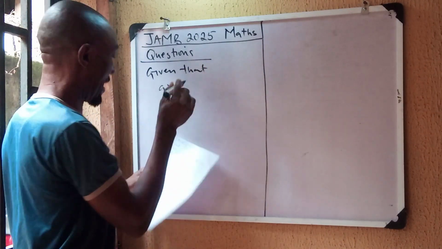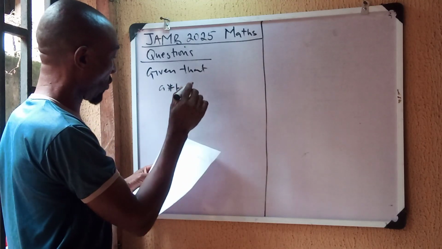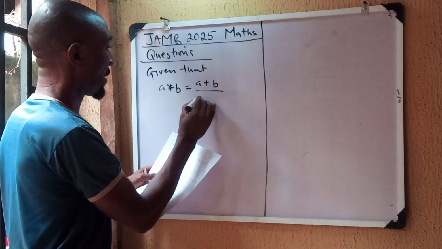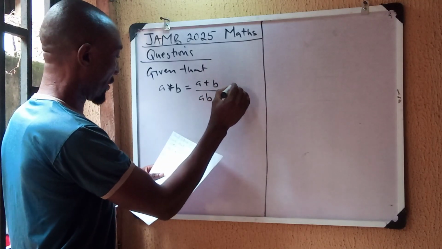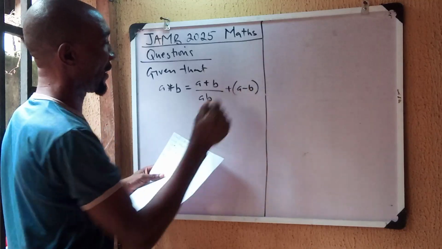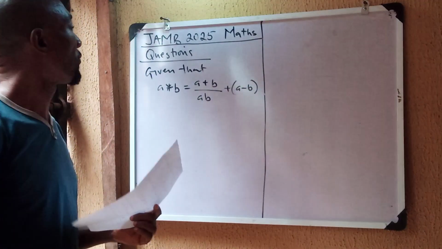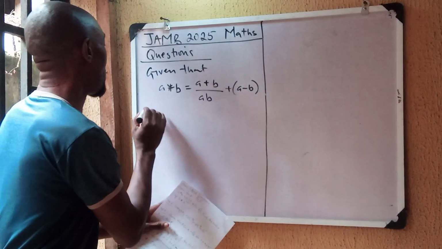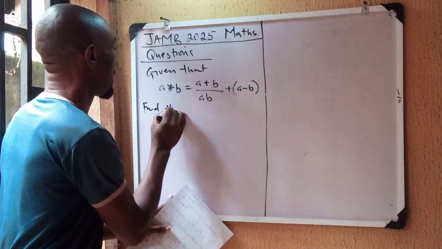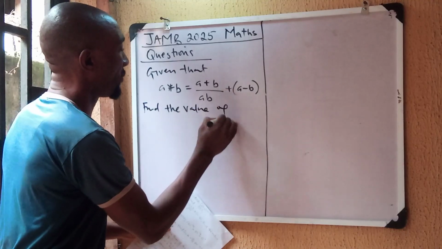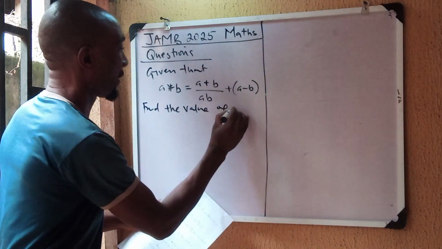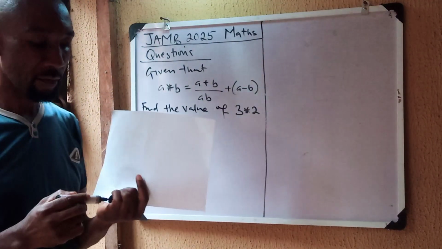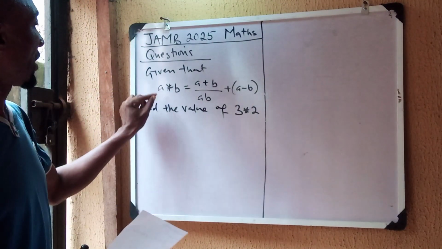A asterisk B is equal to A plus B divided by AB plus A minus B. Now, if we have a question like this, and you're told to find the value of 3 asterisk 2. Now, we have A asterisk B.